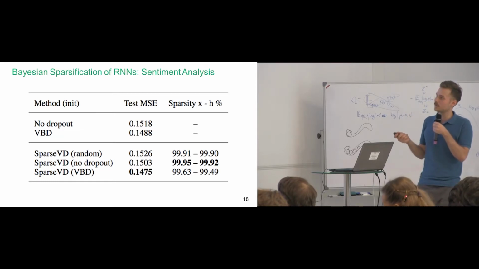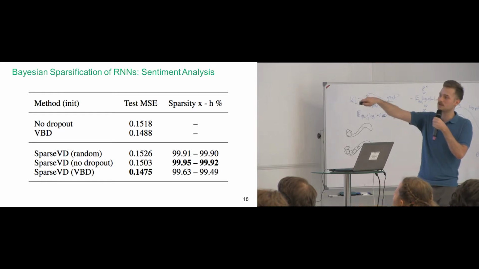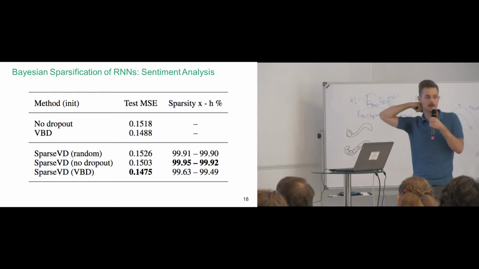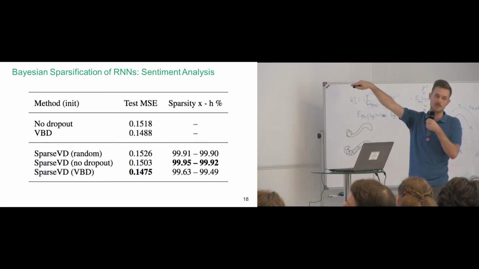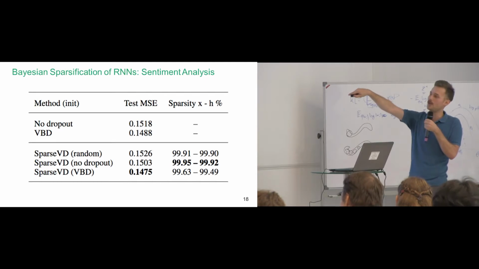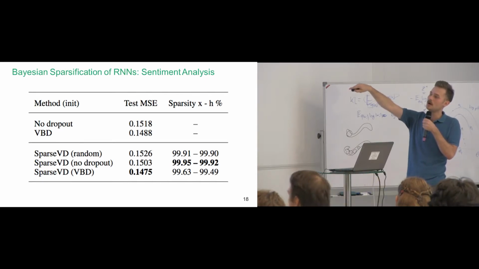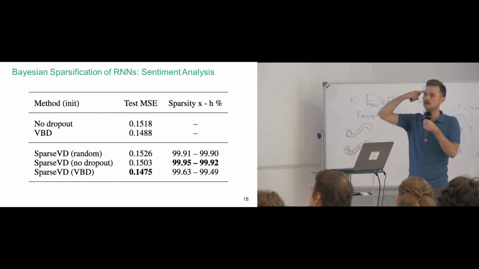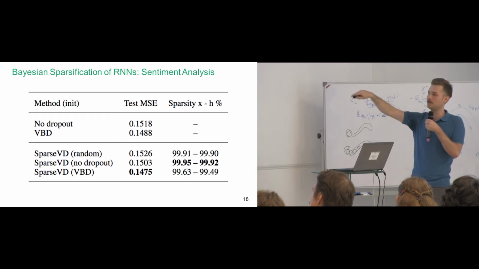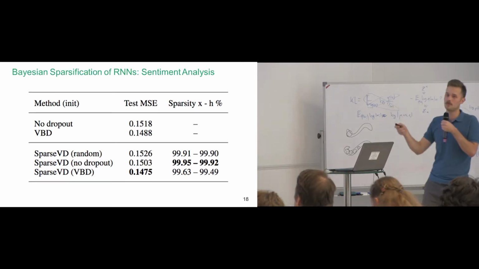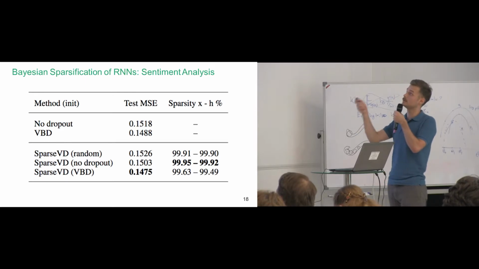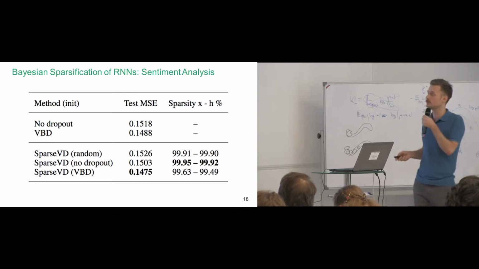Sparse VD, no dropout, you mean? In brackets we have the way we pre-trained our model. So here we have no pre-training. Here we pre-train without any dropout. And here we pre-trained our network with variational binary dropout. That's the method from Gal and Ghahramani. And that's actually a paper from Katya Lobacheva and Nadia Chirkova, girls from our group.